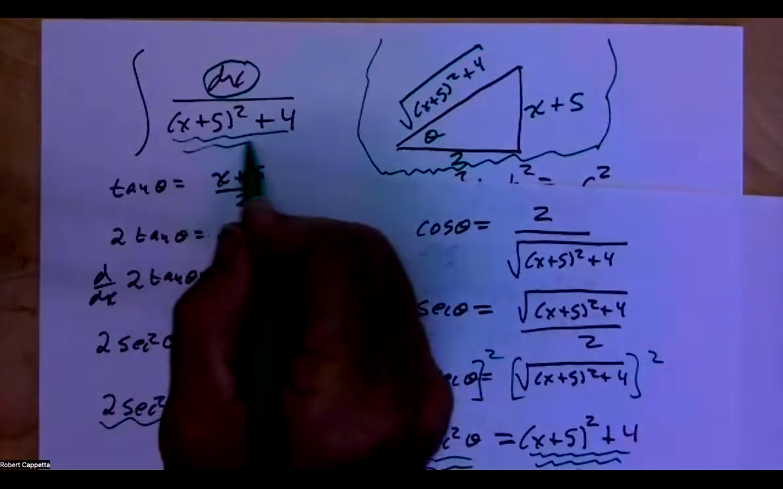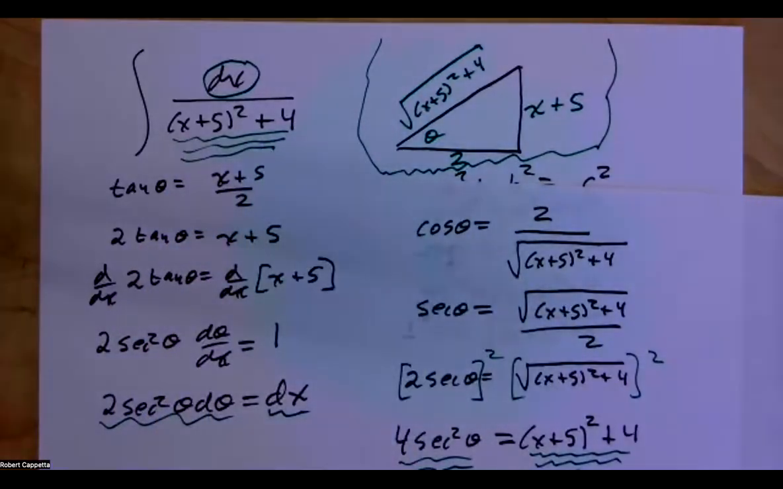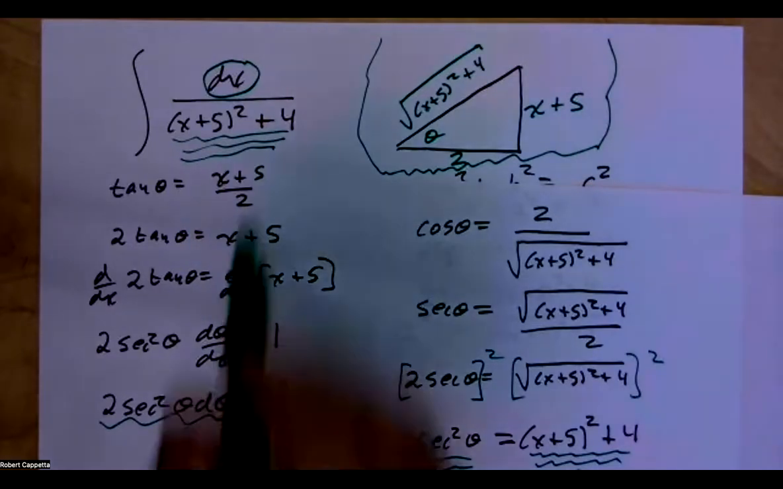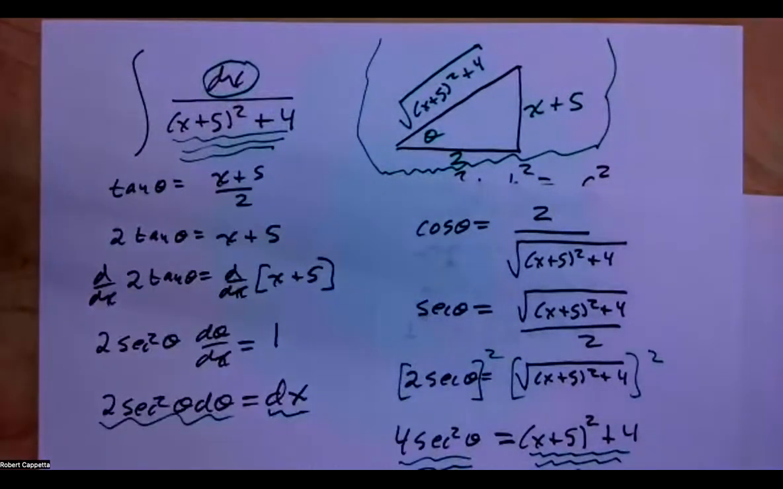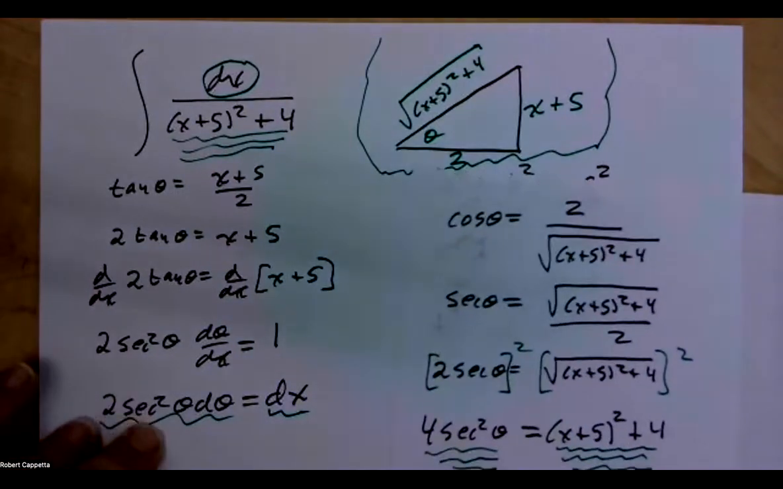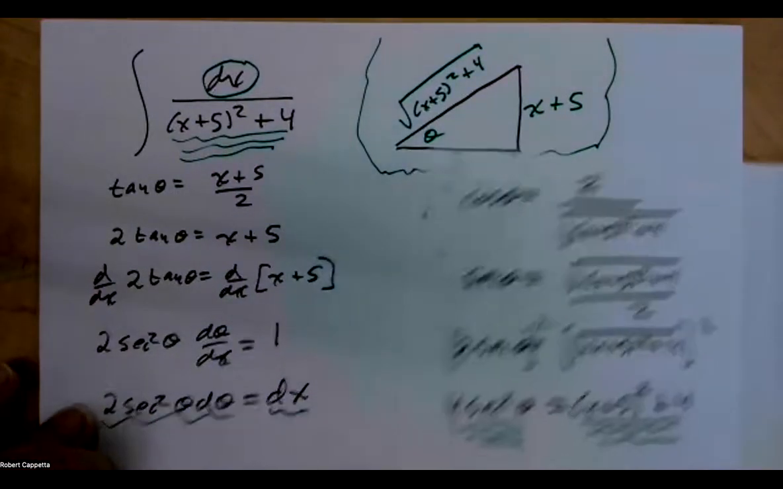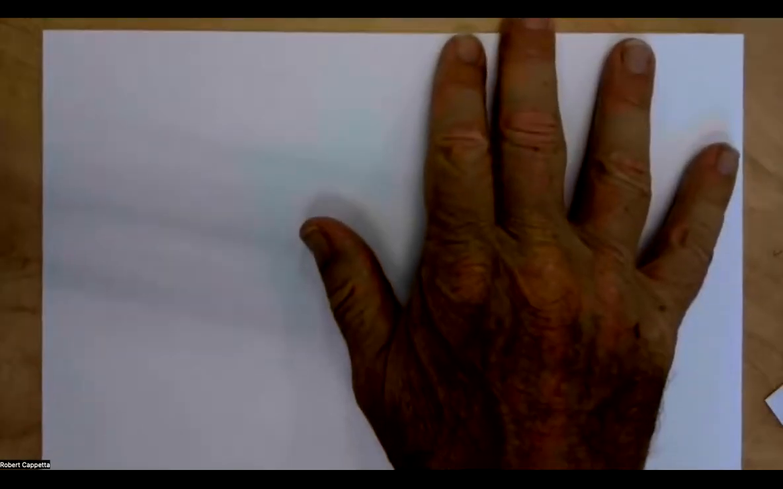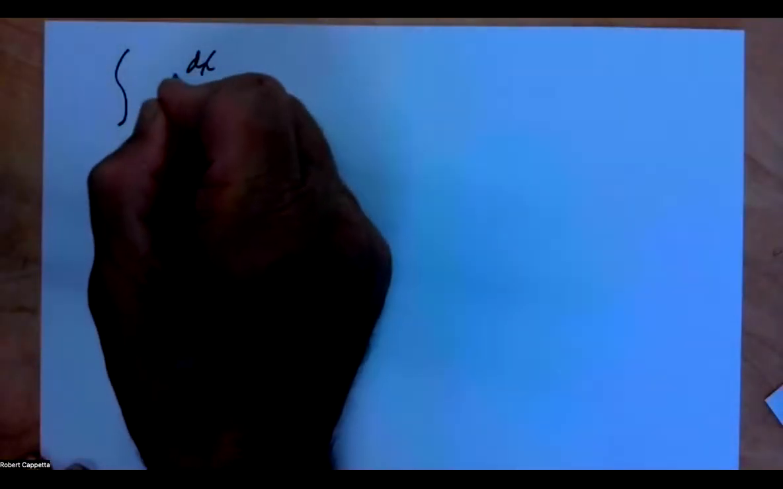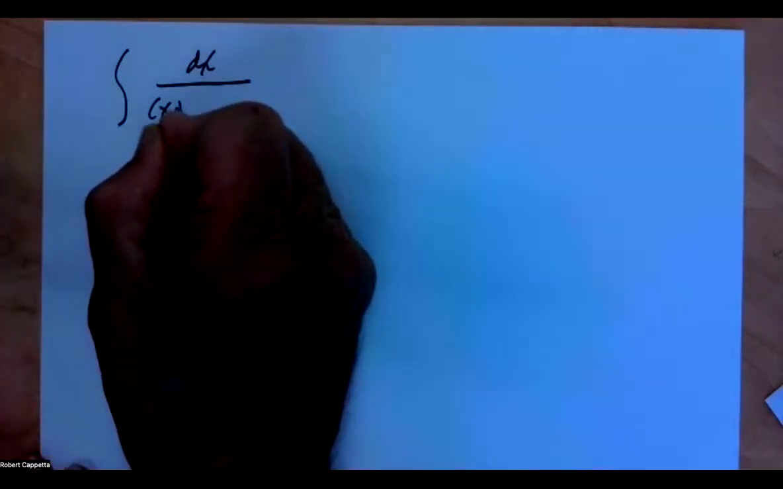So we're going to make that substitution up here. This is going to become 4 secant squared theta. So we need those two facts to go ahead and finish our problem. So focus on this. Focus on the integral of dx over (x plus 5) squared plus 4.